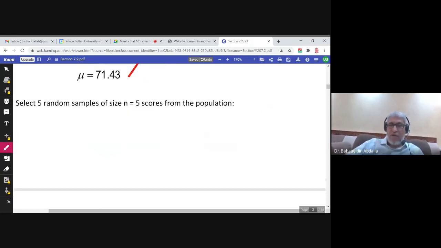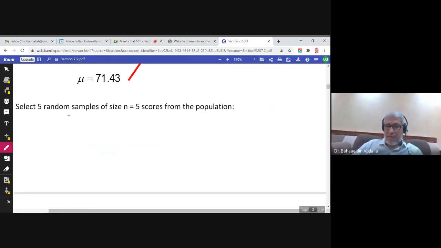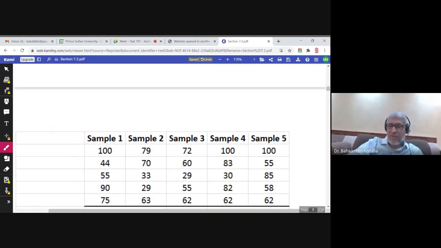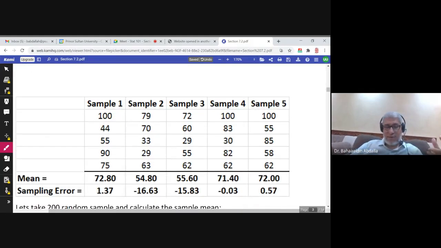All right. Now let us start selecting samples of size n equals 5 from this population. Let us select 5 random samples of size 5 from this population. And these are the answers. We selected, for example, in sample 1, these 5 scores, in sample 2, these 5 scores, and so on. We have 5 samples. Now, what do we need to find? X bar. Let us find X bar, the mean of each sample. Here we have different X bars. For each sample, you have X bar.